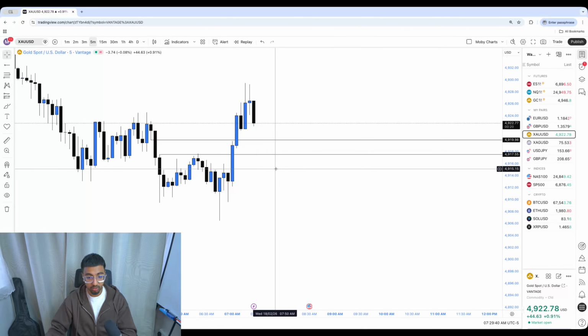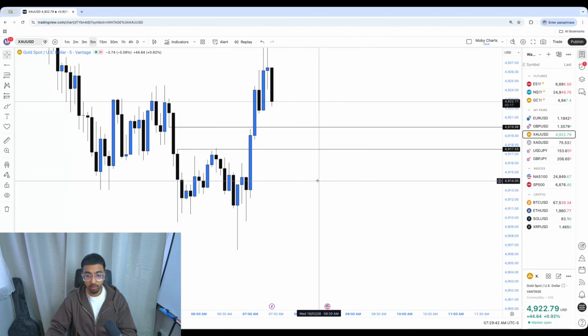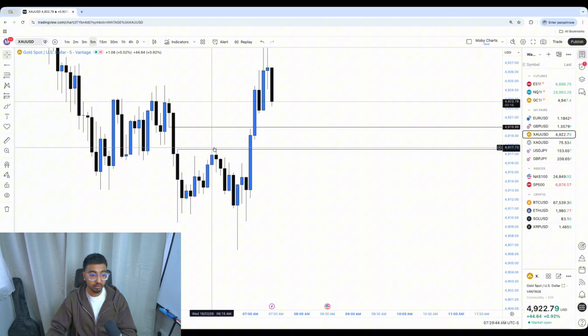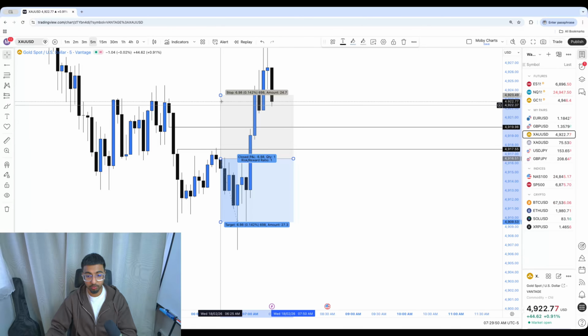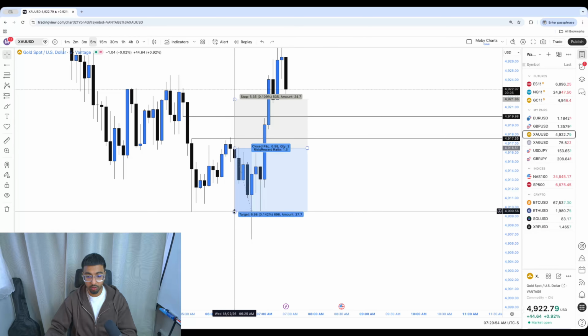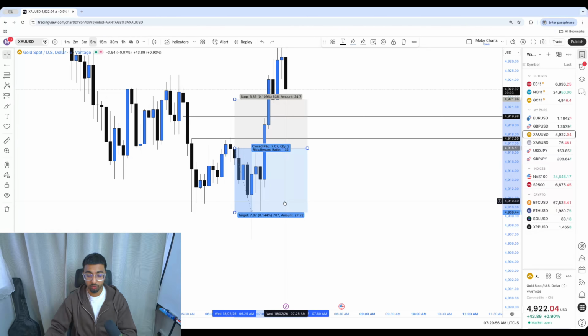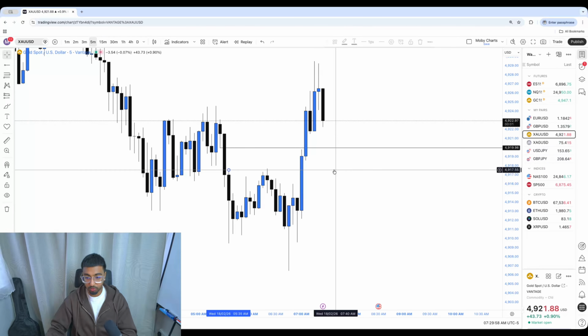Boom, sellers clearly won. As you can see, like here, the market barely went into this void, but it did. Goes in there, short position. As soon as that happens, stop loss. We'll obviously talk about that later. But look at that, targeting the lows. Boom, smashed. Okay, let's go for more examples.